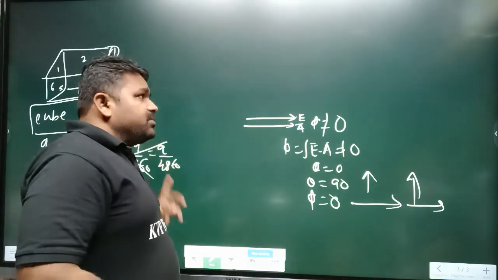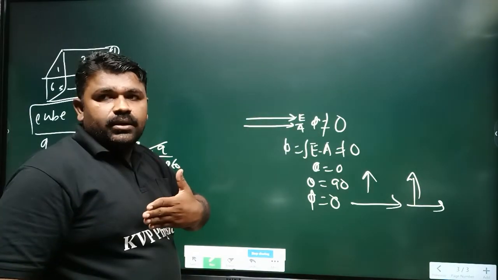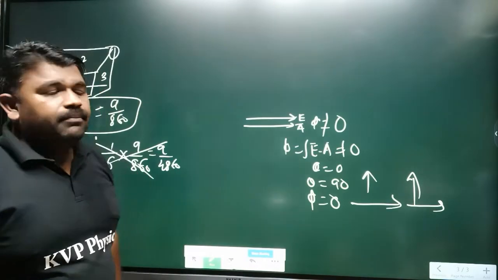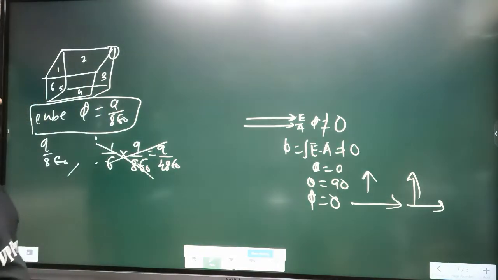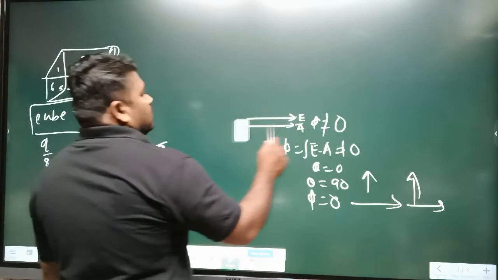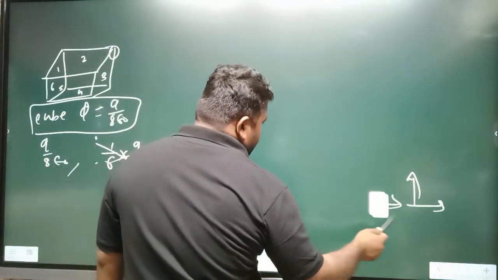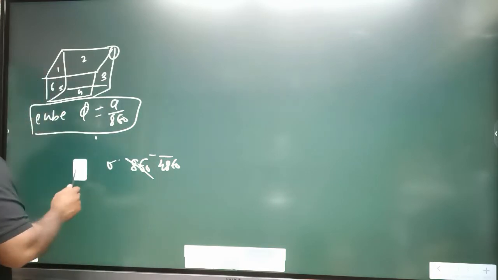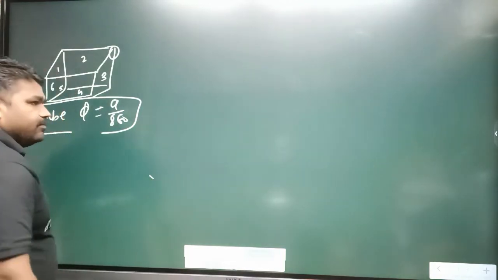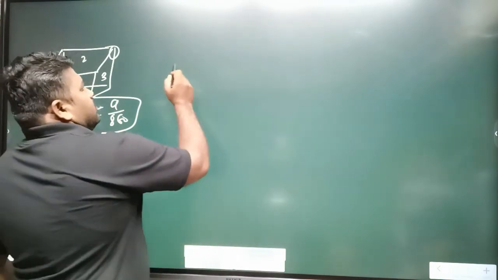We consider this one is the area, so the area vector is toward you. Electric field in this direction. Angle between them is 90. Flux 0. Means the angle between the area vector and the electric field is 90, then how much flux is passing through this area? 0. Got it? 0. Yes.